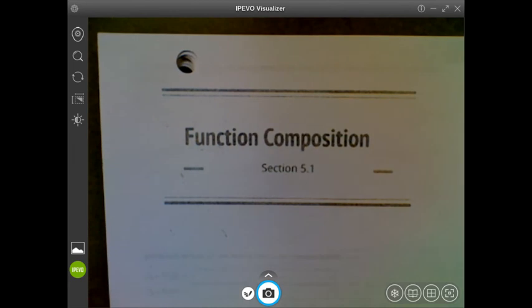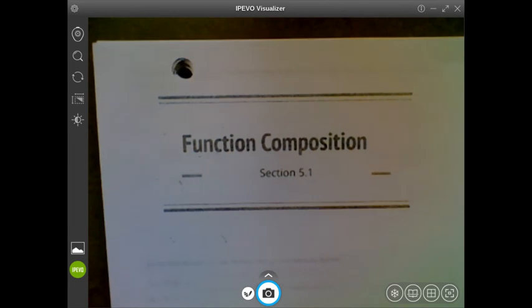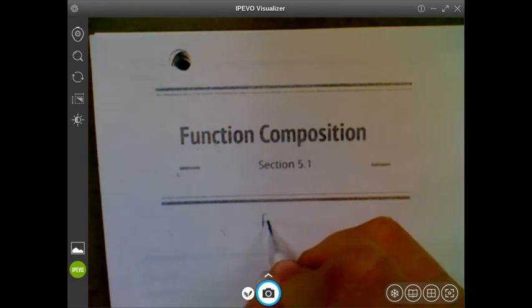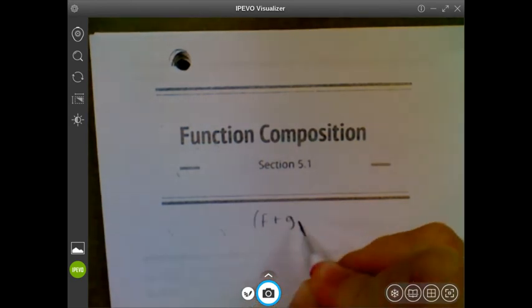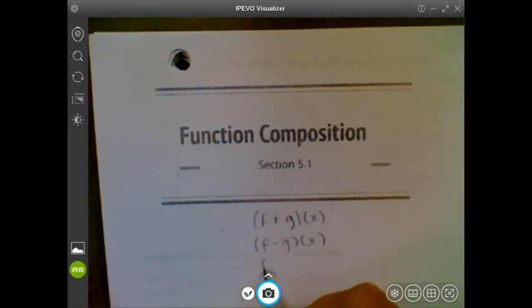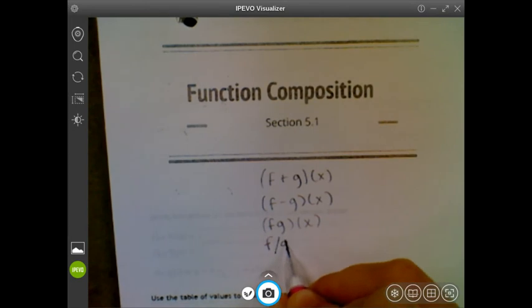All right, so this is section 5.1, which is talking about function composition. If you remember in the first unit, we talked about how to add functions together. You could do f plus g of x, or you could subtract the functions. We also talked about how to multiply the functions and divide the functions.